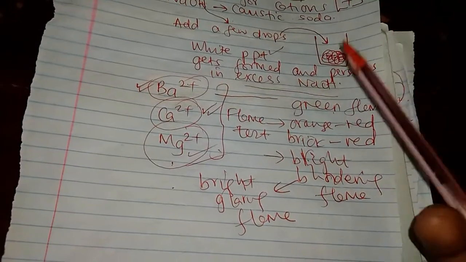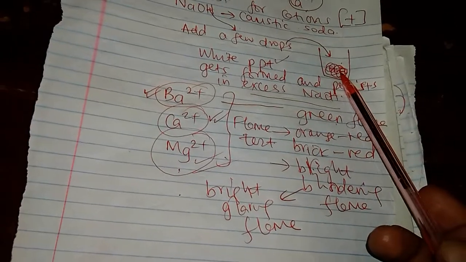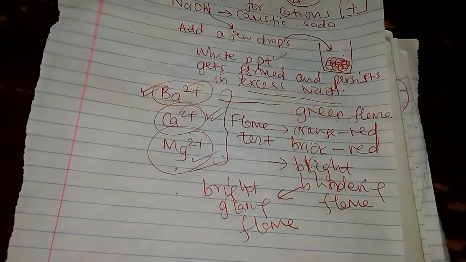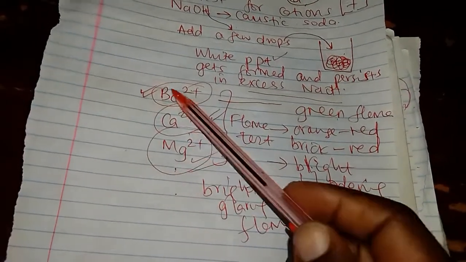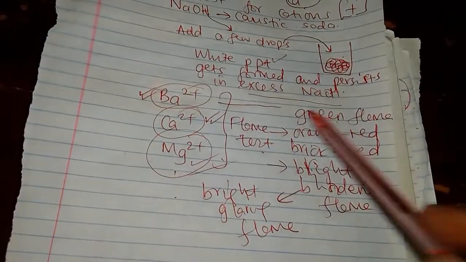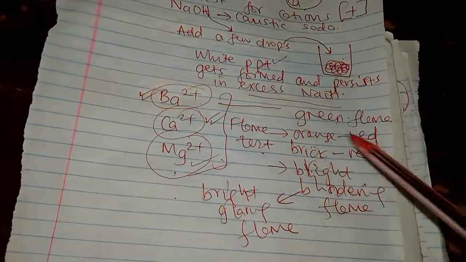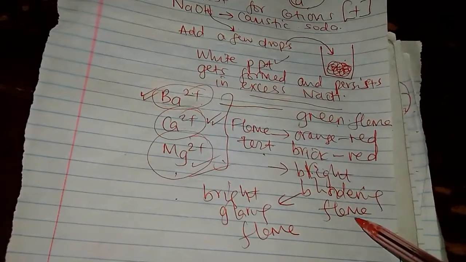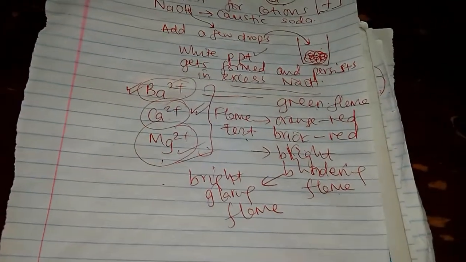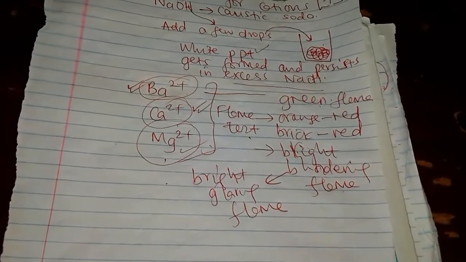So there's a possibility of using sodium hydroxide to test the presence of a cation in a compound in a particular solution given. If you add a few drops, you'll form a white precipitate, and if the precipitate persists, there's a higher possibility of having any of these three. To distinguish between these and find which one is present in that solution, you have to use a flame test. Barium burns with a green flame, calcium burns with an orange red or a brick red flame, then magnesium burns with a bright blinding flame or a bright glaring flame. That can tell you which cation is present as far as that test is concerned.